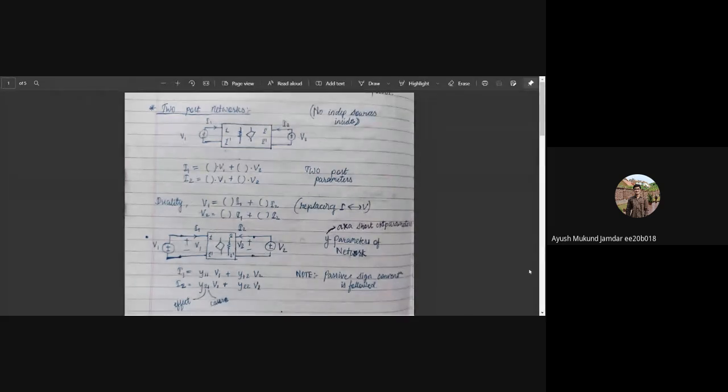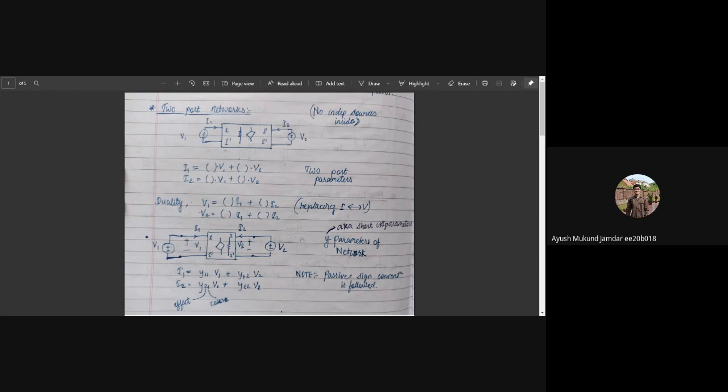In the last two videos, we quickly revised what circuit theorems we deal with in this course. That is Norton theorem, Thevenin theorem, maximum power theorem, and so on. So in this video, we'll quickly go through what two-port networks are and what two-port parameters are. So without any delay, let's start.